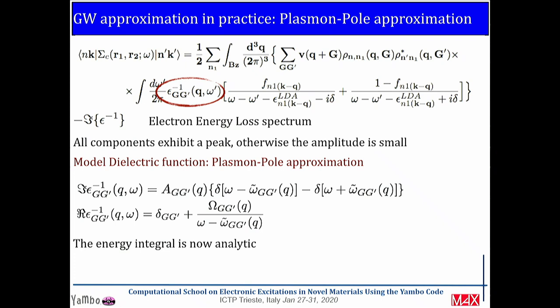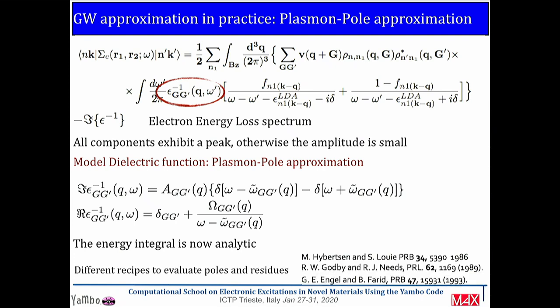This is the expression that you use to model it. It is just a one-pole function. We have to calculate the residue and the pole of this epsilon minus 1 GG prime. Once we are able to do that, then this integral is analytic. How to evaluate these parameters, let's say there are many recipes in the literature.